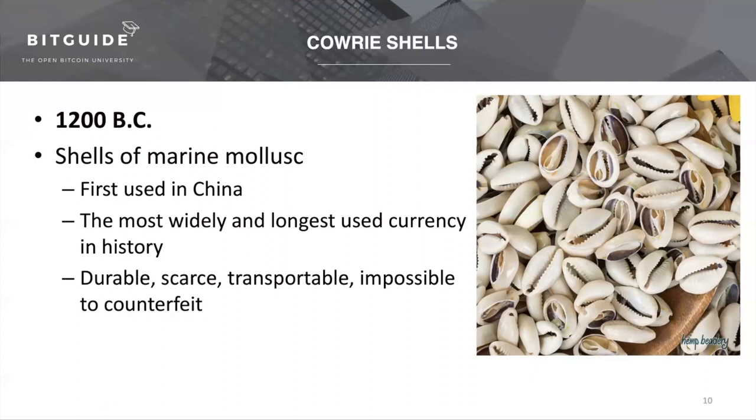So these are shells of marine mollusks that have a very unique shape. They are very difficult to copy and counterfeit. They're durable, they're scarce, easily transportable, very lightweight. So they have lots of good properties to be used as money.